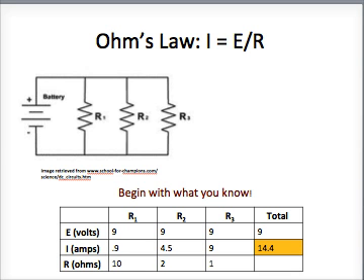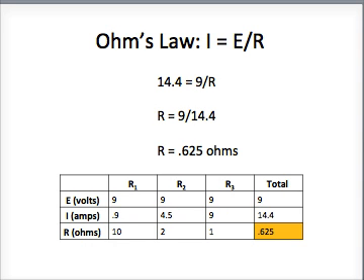The total current across the parallel circuit is the sum of the currents across each resistor. 0.9 amps plus 4.5 amps plus 9 amps gives a total current of 14.4 amps. We still have not determined the total resistance for the circuit. Because we know the total voltage and the total current for the circuit, we can apply Ohm's law to find the total resistance. Dividing the voltage by the current gives us a resistance of 0.625 ohms.